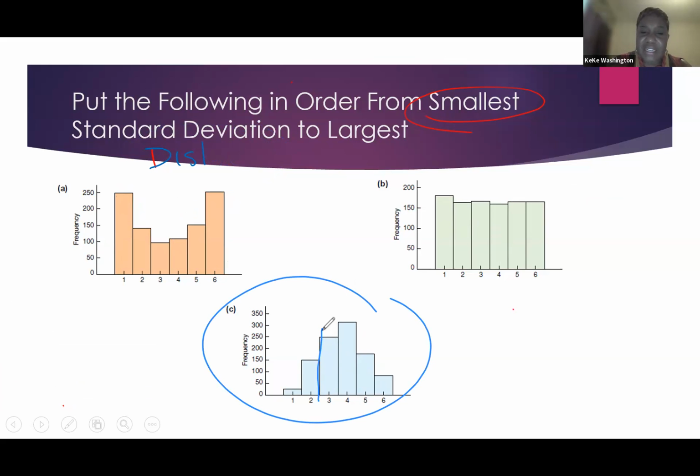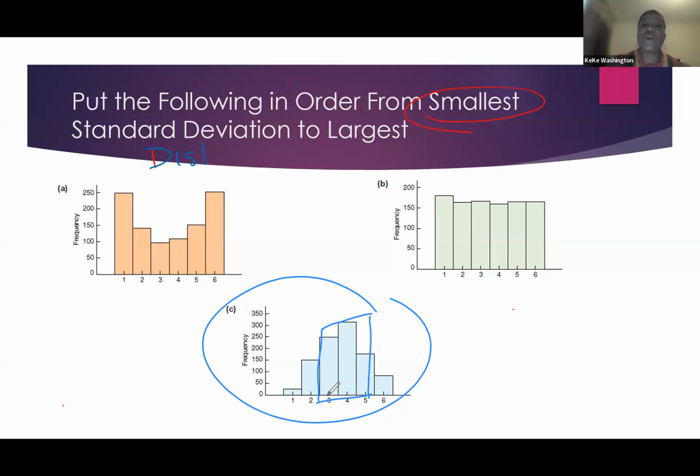Most of my data is in the center of the distribution. It's close to the mean. So this distribution has the smallest standard deviation. Standard deviation, again, is a measure of your spread, and it is best used when the data is symmetrical. It best estimates the spread of a symmetrical distribution.